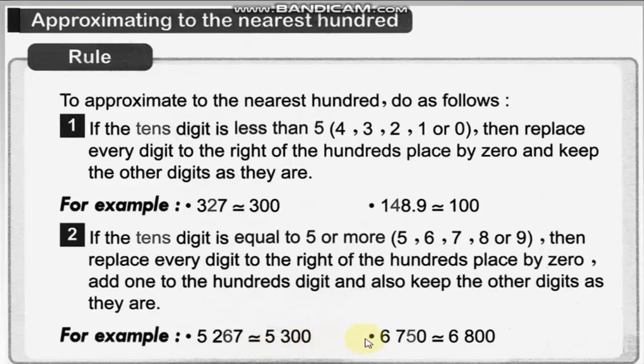Example number 2. 6750. At first, look at the hundreds. Hundreds here is 7 and tens is 5. We say if it's 5 or more than 5, we replace the digits to the right of hundreds by 0. So we replace the tens and units by 2 zeros and add 1 to the hundreds. So 7 became number 8 and keep number 6 with its value. 6750 approximated to the nearest hundred is 6800.